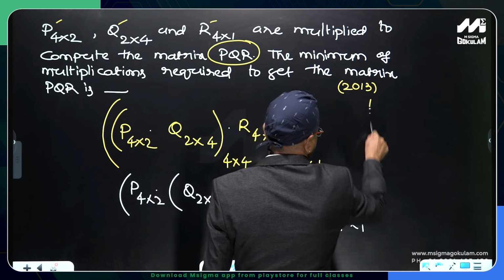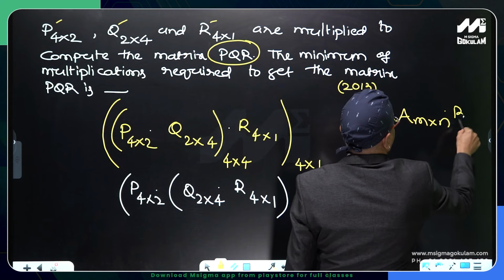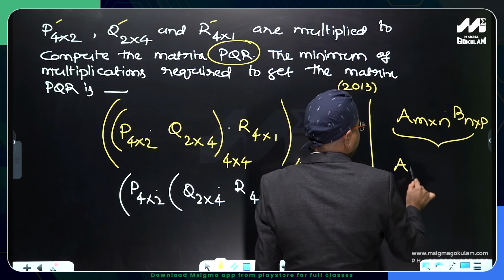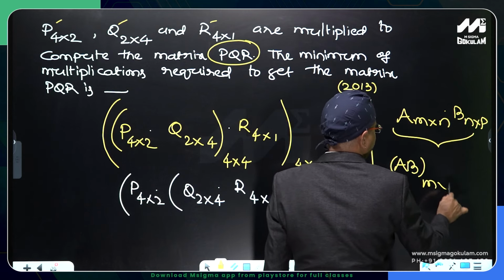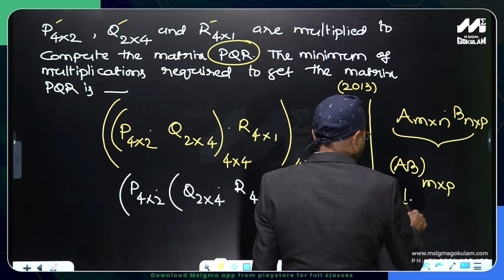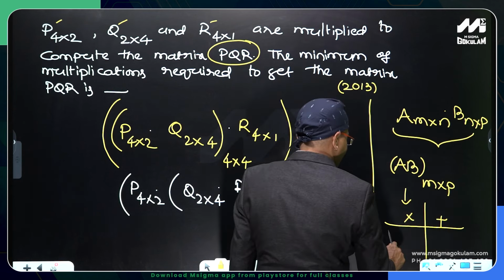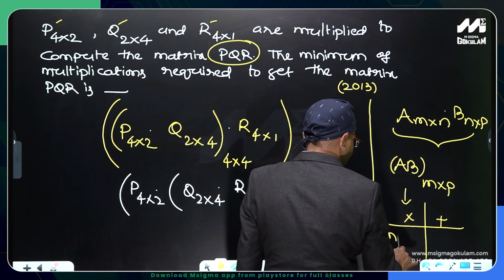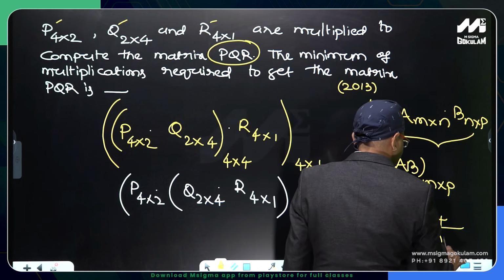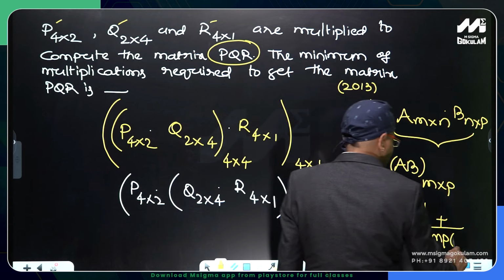Two matrices, capital A M by N and capital B N by P. These two are multiplied. That means you get the AB matrix of order M by P. M by N into N by P. Then how many times multiplication is required, how many times addition is required while multiplying them? Multiplication required for M by N into N by P, you get MP into N times multiplication. Additions required, M by N into N by P, if you multiply, MP into (N minus 1) times.